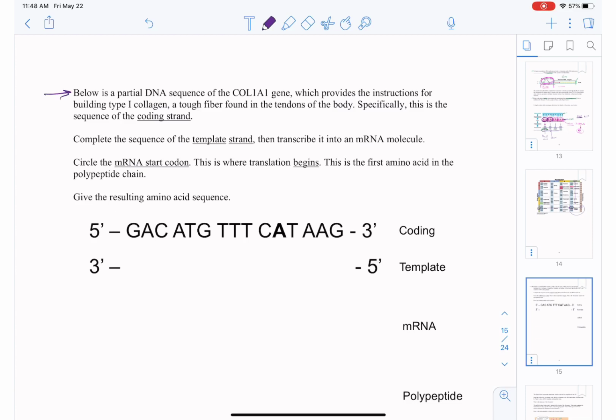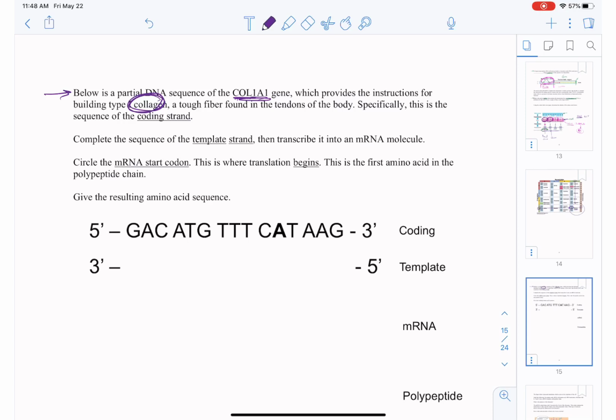All right, below is a partial DNA sequence for the COL1A1 gene. And this provides the instructions for building a type of fiber called collagen fiber. Collagen fibers are super tough. We find them in tendons. We find them in ligaments, places that we need to really resist stretch.